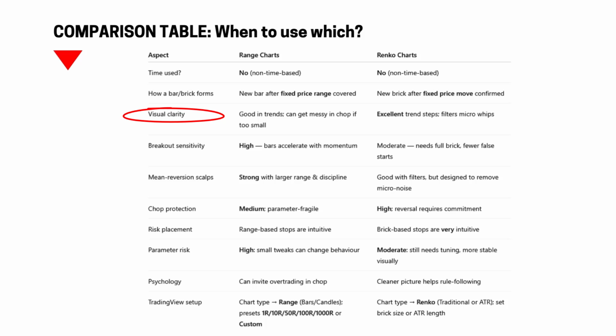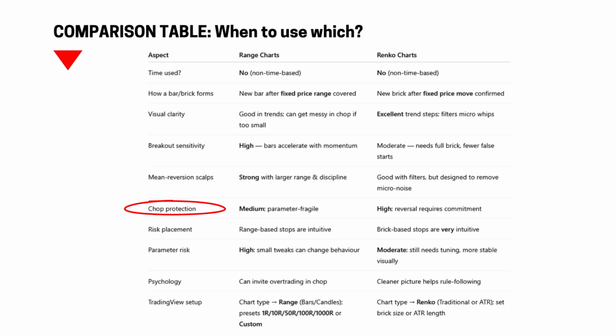I think Renko is excellent for trend steps and filters micro whips. Breakout sensitivity: high on the range charts, the bar accelerates with momentum; moderate on the Renko charts, which need a full brick, with fewer false starts. Mean reversion scalp: strong for range charts, with large range and discipline; Renko charts are good with filters but designed to remove micro noise. Chop protection: slightly weaker on the range charts, medium and parameter fragile; high on Renko.